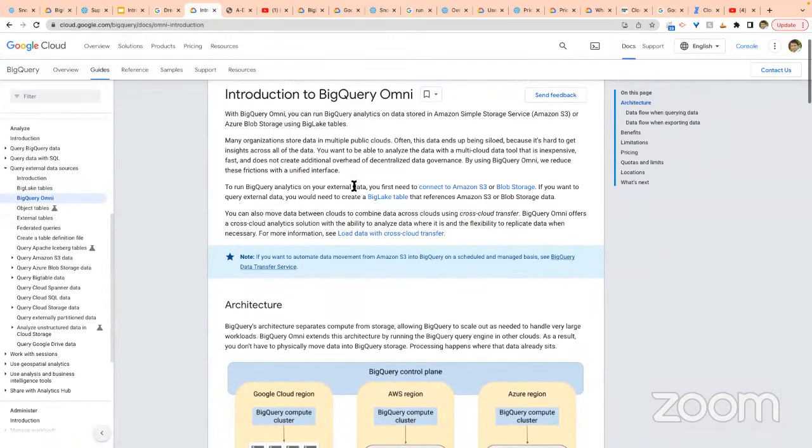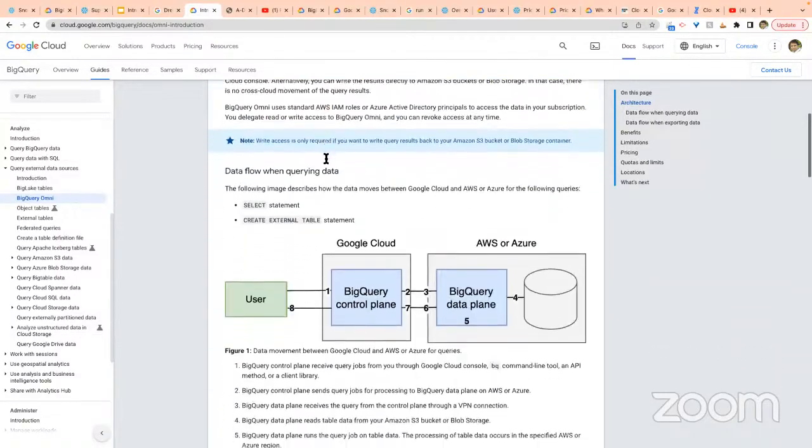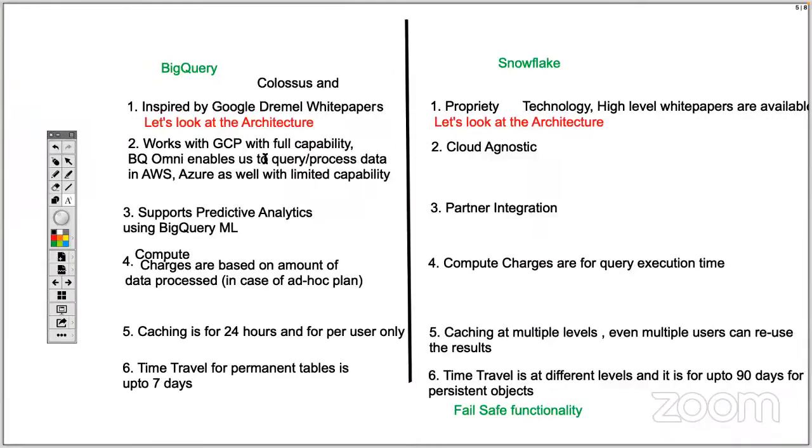Yeah, this BigQuery Omni. With BigQuery Omni, you can run BigQuery analytics on data stored in AWS or Azure Blob Storage. This is a newer functionality which has been added. You can just go through the architecture and other things. But a very important thing that I want to mention here is that BigQuery is not just for GCP, it also supports other platforms.